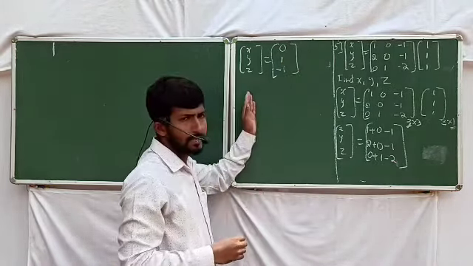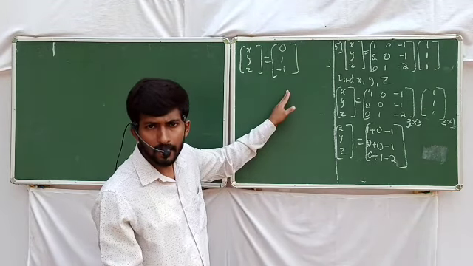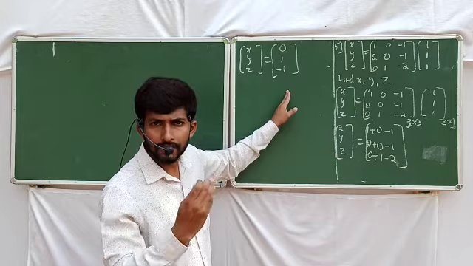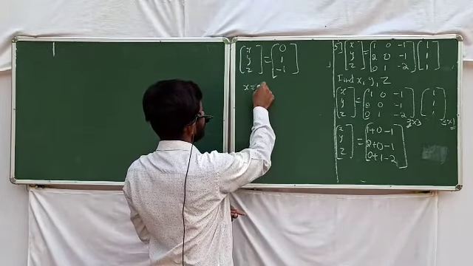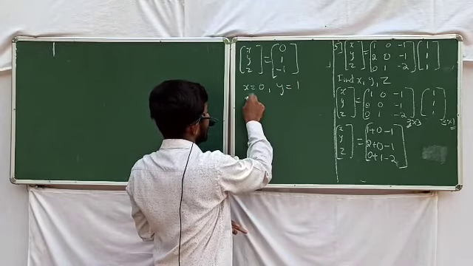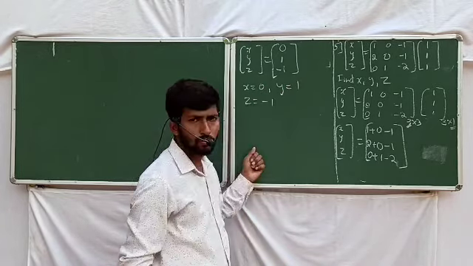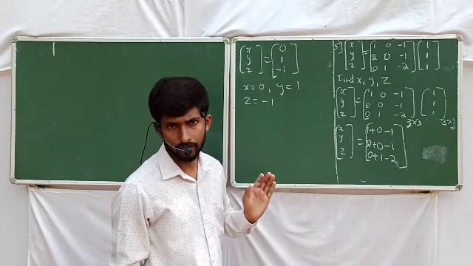Okay. Matrices are equal, order is equal and corresponding elements are equal. Comparing LHS and RHS, x value is equal to 0, y value is equal to 1 and z value is equal to minus 1. This is the solution for the fifth question.